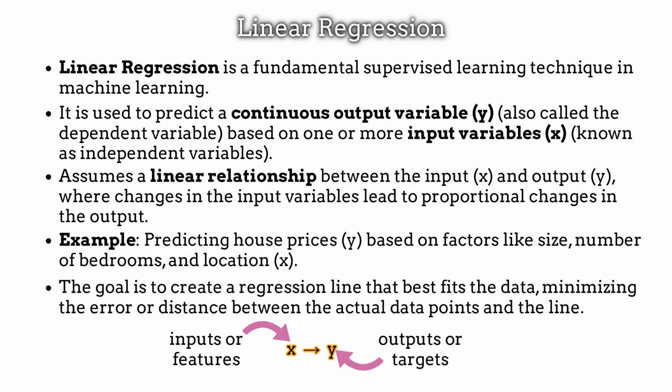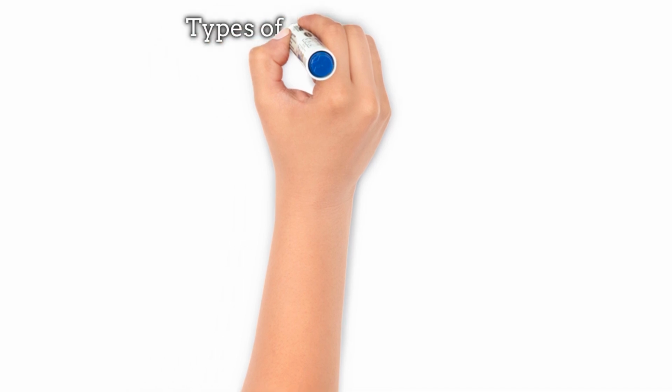Understanding these concepts is vital, as linear regression equips us with the tools to analyze and model relationships in data effectively, paving the way for more complex predictive techniques in the realm of machine learning. Now, let's move on to the types of linear regression.